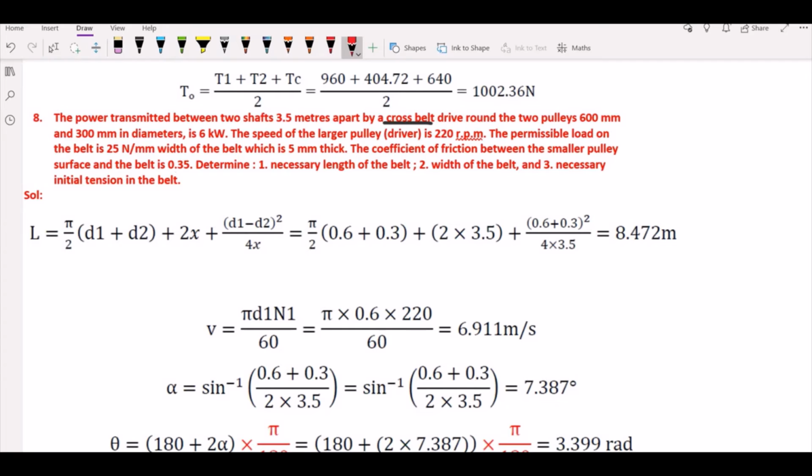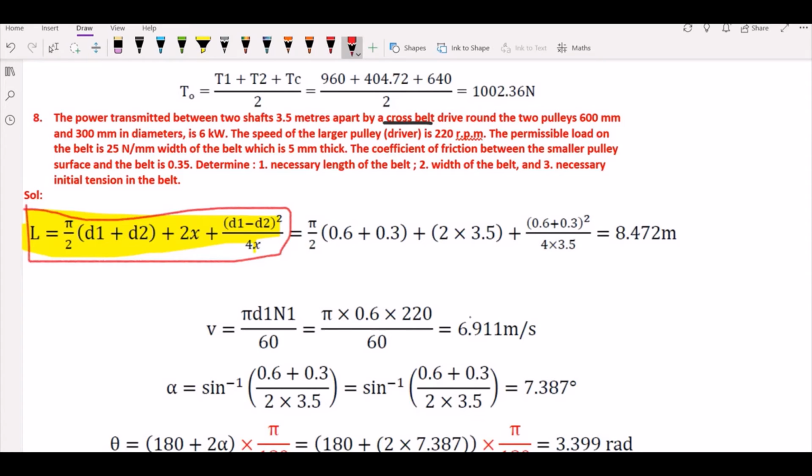So how do you calculate the length? Length we can calculate from the derived relation which we have done in the derivation. You have to remember this, no chance otherwise. This is for your cross belts. L is equal to pi by 2 into (d1 plus d2) plus 2x plus (d1 plus d2) whole square by 4x. Here d1, d2 are given, x is given, simply substitute and you will get your length. That is very simple, directly substitution and calculation of the length.